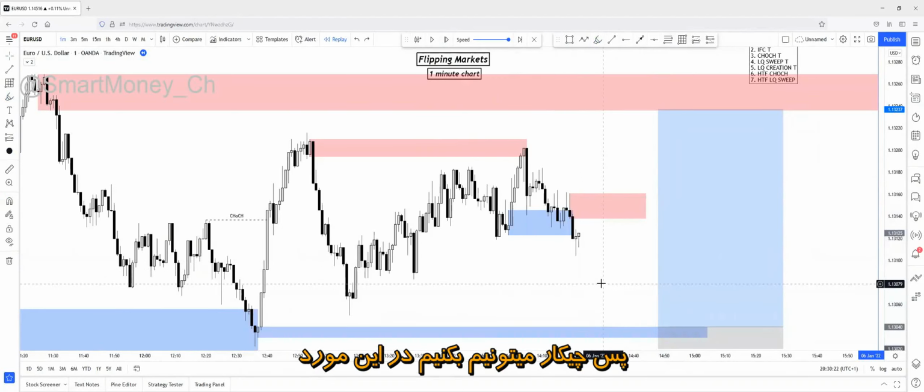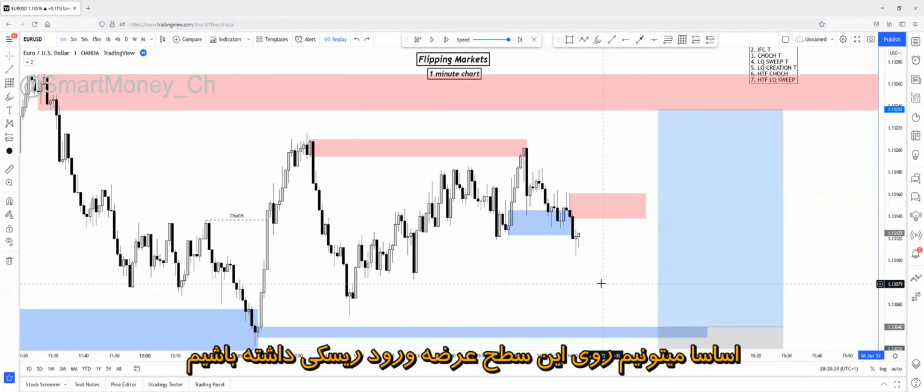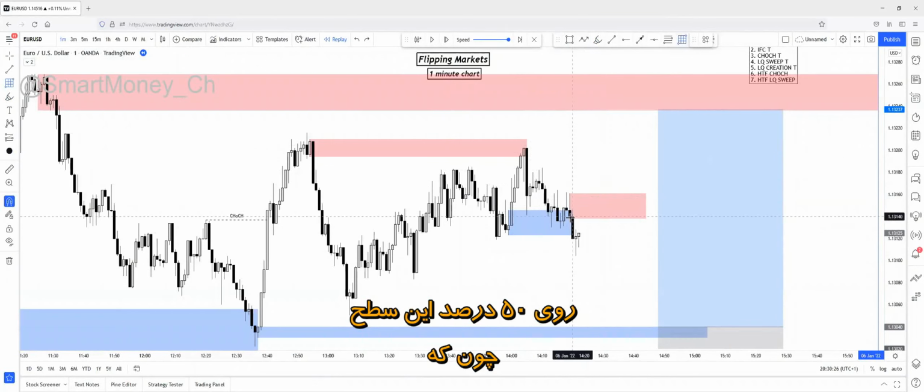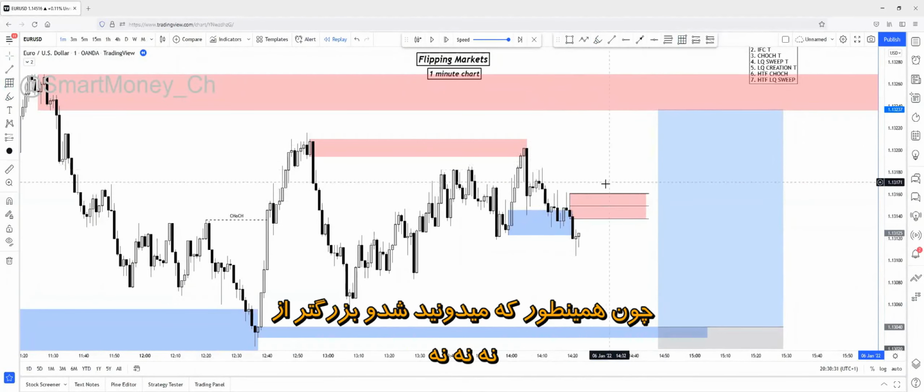So what can we do in this case? Basically, we can risk enter on this supply zone, the 50% of this zone, because this is an equilibrium entry point, as you may know, because the wicks are big.